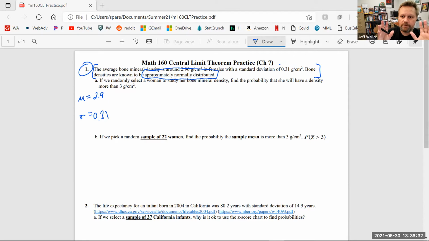Everything we've done through chapter 6, not everything, but in chapter 6 especially, the standard deviations were about individuals. So if I had a standard deviation of test grades, that would be how individual test grades were spread out.